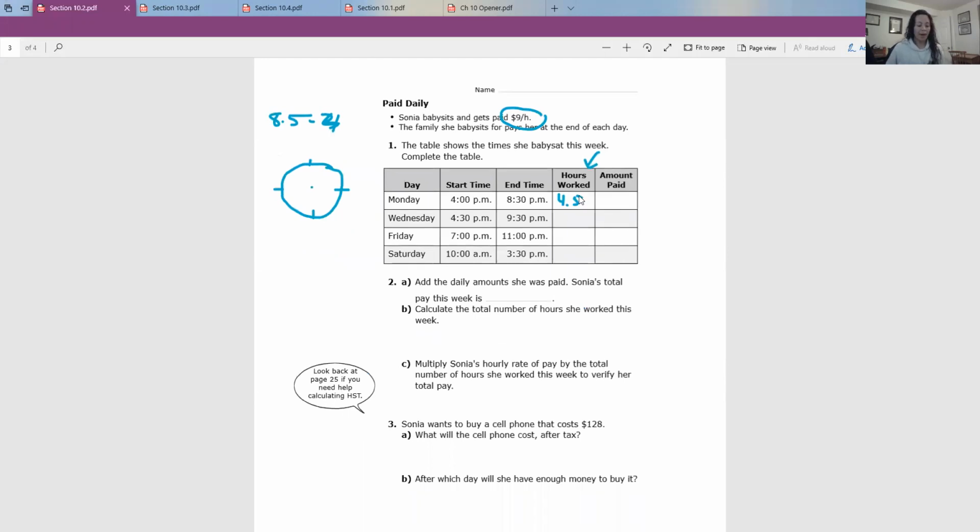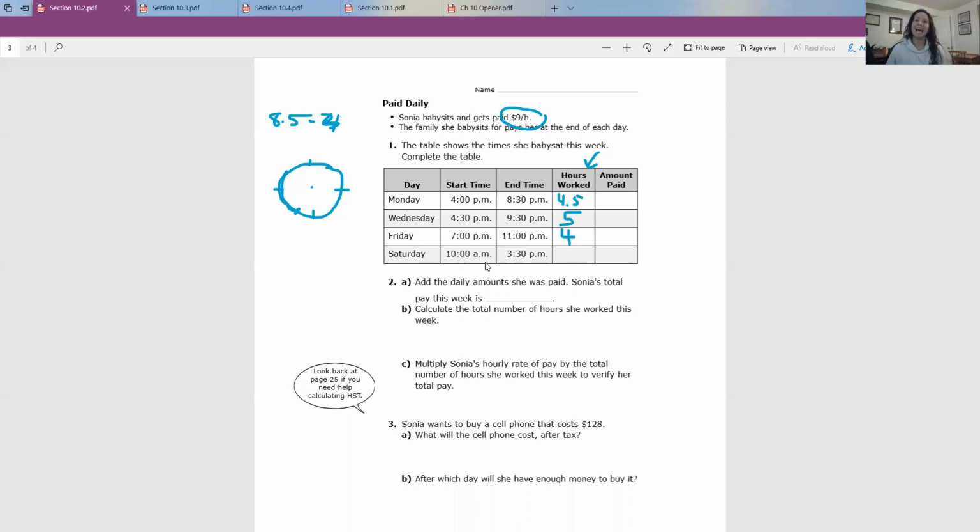So 4.5. Wednesday, we're going from 9:30 to 4:30. Or 4:30 to 9:30. So if you start at 4:30 and go all the way around to 9:30, or you subtract these, you should get 5 hours. 11 to 7 is a pretty straightforward one. 11 minus 7, or start at 7 hours and count to 8, 9, 10, 11. You should get another 4 hours.